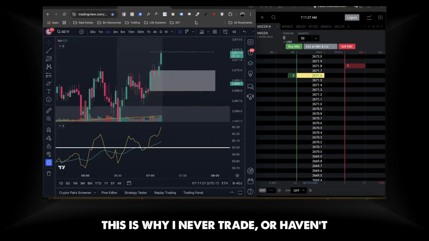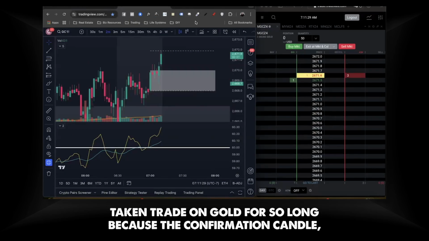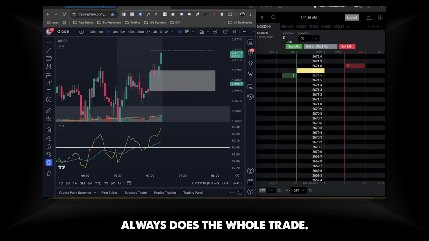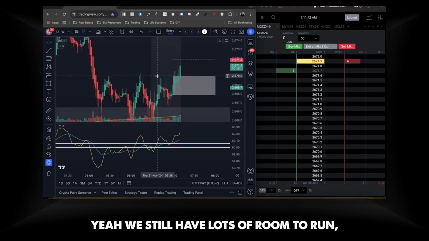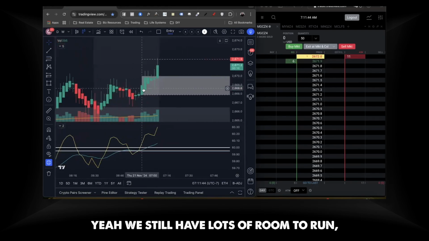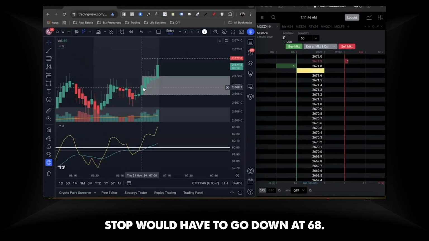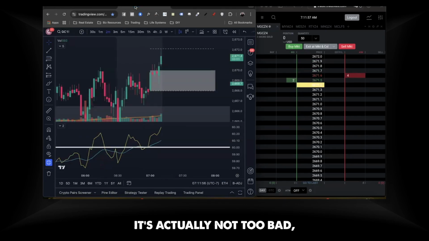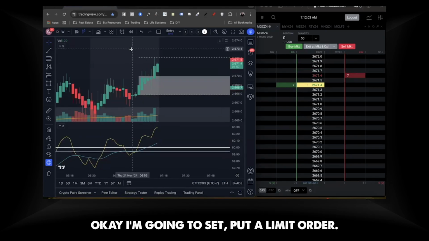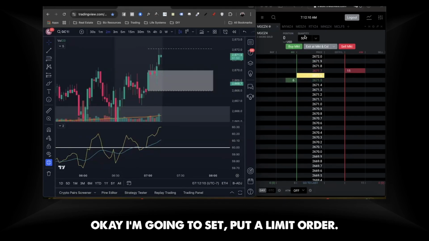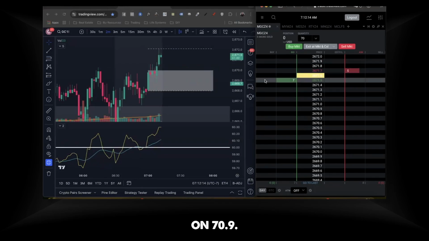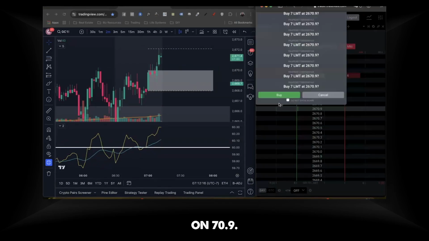This is why I haven't taken a trade on gold for so long, because the confirmation candle always does the whole trade. And we still have lots of room to run. Stop would have to go down at 68. It's actually not too bad. Okay, I'm gonna put a limit order on 70.9.